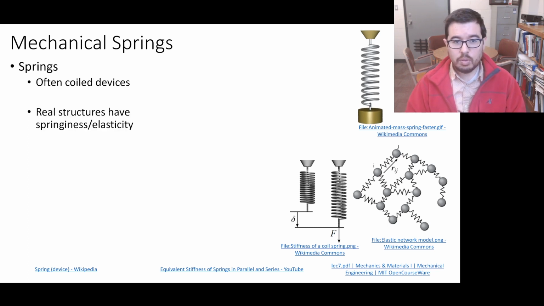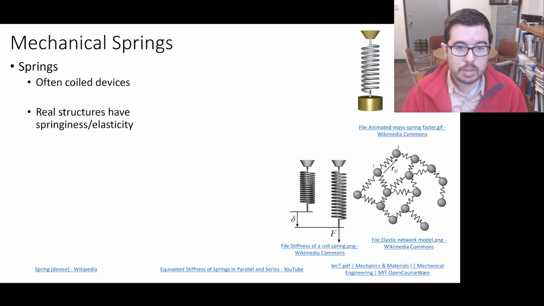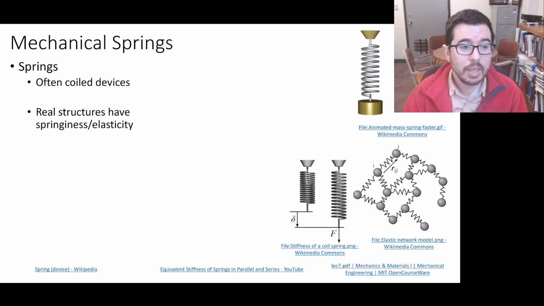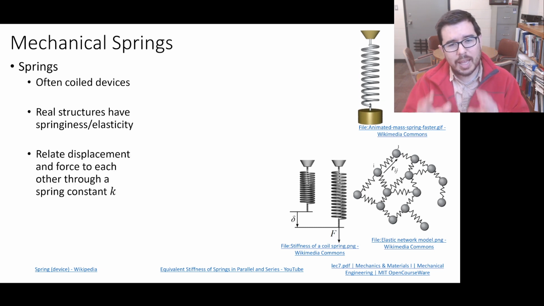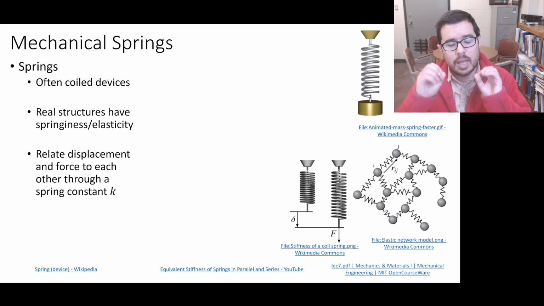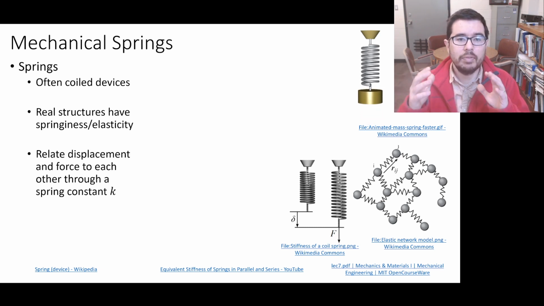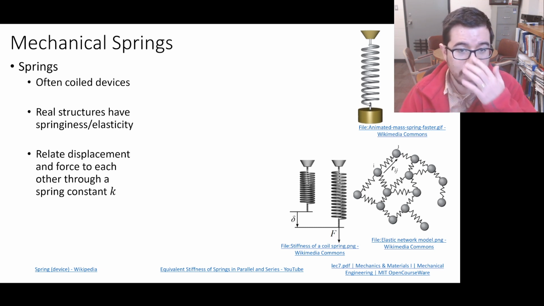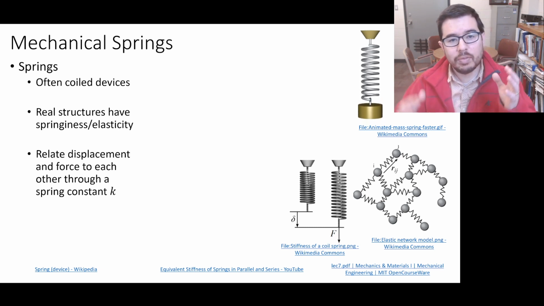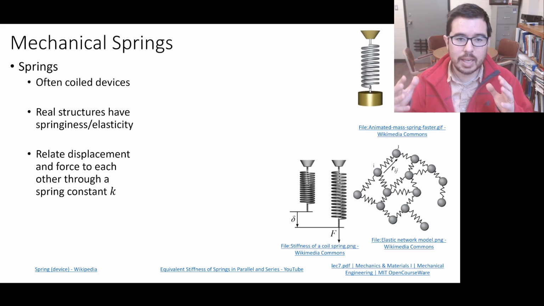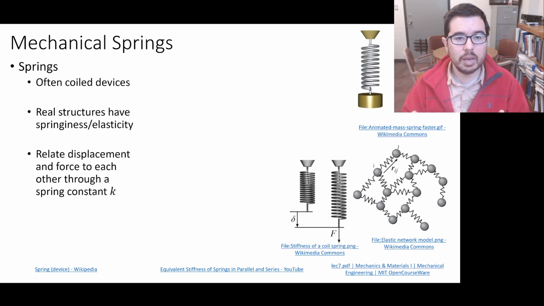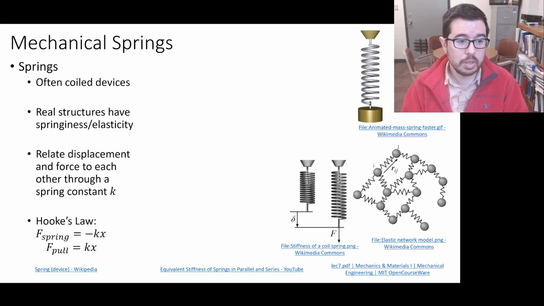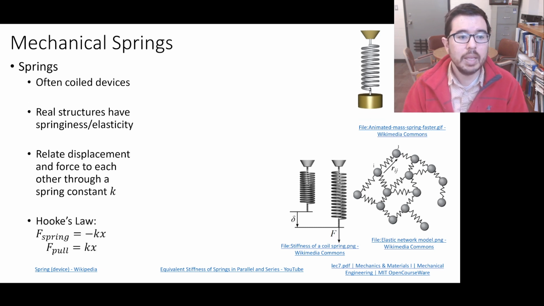Real structures, though, also behave like springs. So the bars, in particular, are what we're going to be focusing on today. And we haven't discussed how the material properties affect the elasticity or the stiffness of the bars yet. But we have this previous understanding that we can assign spring constants or spring coefficients to mechanical springs, and we're going to assign them to bars today.